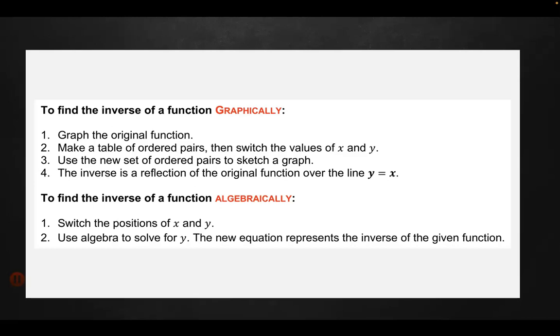Now, if you want to do the inverse algebraically, same thing. You just have to switch the x and the y, and now we're going to solve for a new y to get a new equation that's going to represent our inverse. So let's look at what these things mean by looking at several examples.